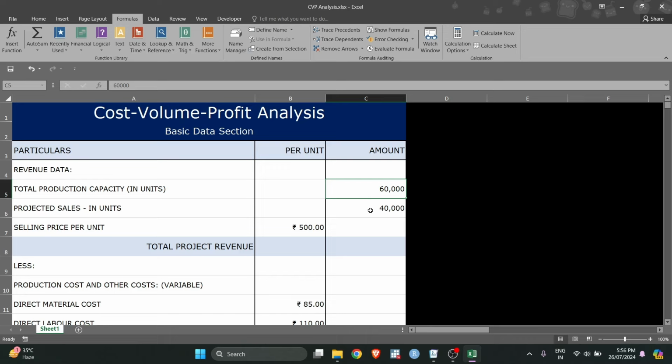Let's start by renaming the cells. The benefit of renaming the cells is that whenever you want to apply a formula, let's say you want to find the profit, then profit is total revenue minus total cost. Each time you need to remember the cell position. So instead of remembering the cell position, you can rename the cells. So I am giving it the name sales unit. This is my selling price.